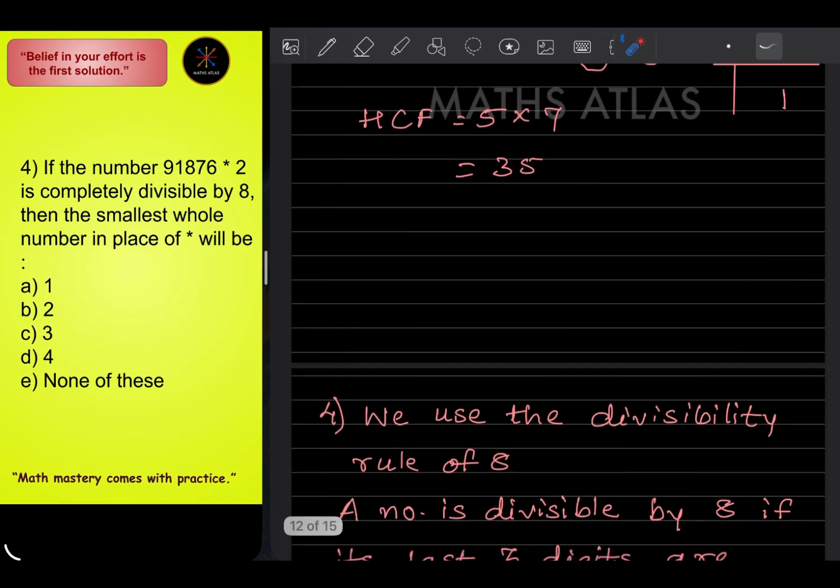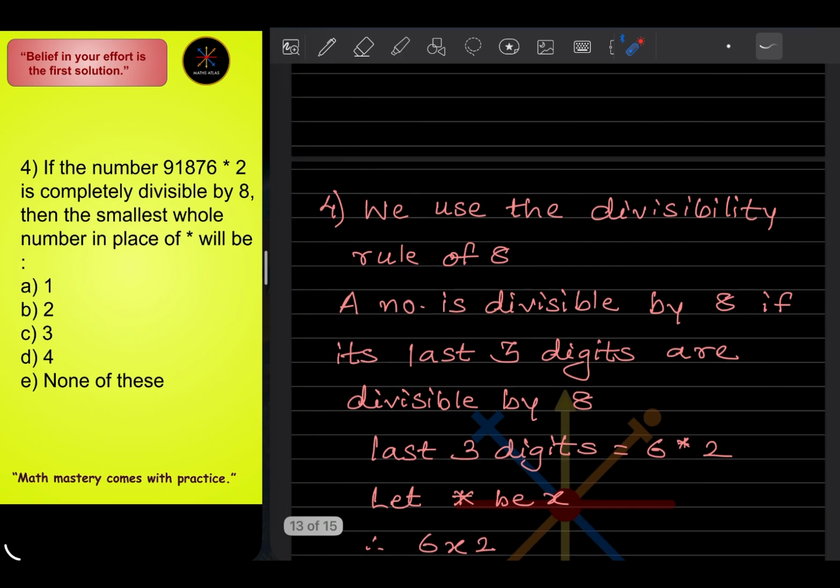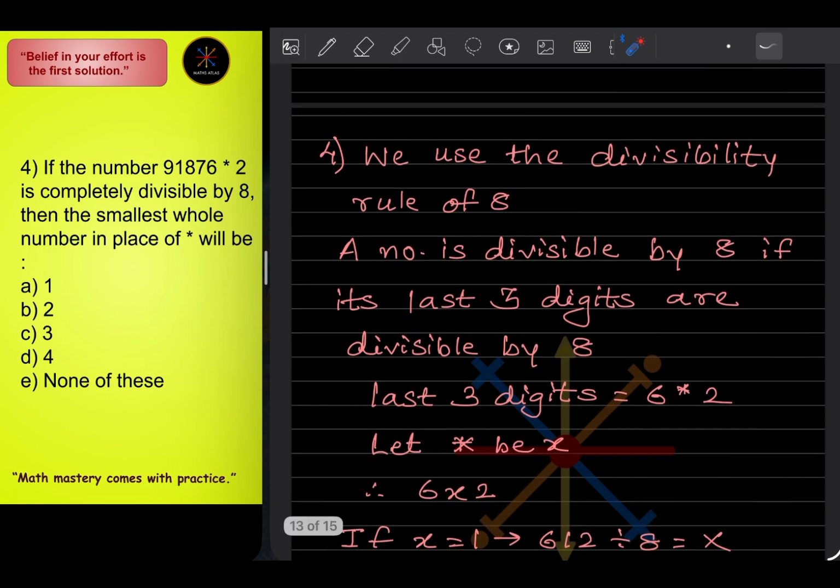Now the next one. If the number given is completely divisible by 8, find the smallest whole number in place of the missing digit. This is the missing number given, and you have to find the smallest whole number which makes it divisible by 8. So you should know the divisibility rule of 8: a number is divisible by 8 if its last 3 digits are divisible by 8.